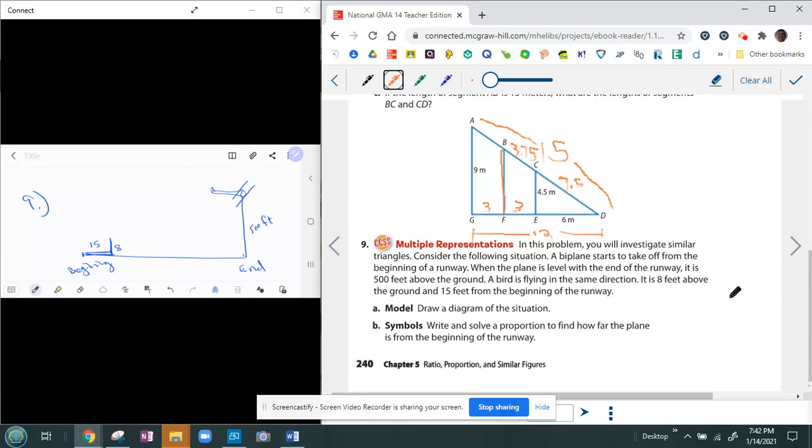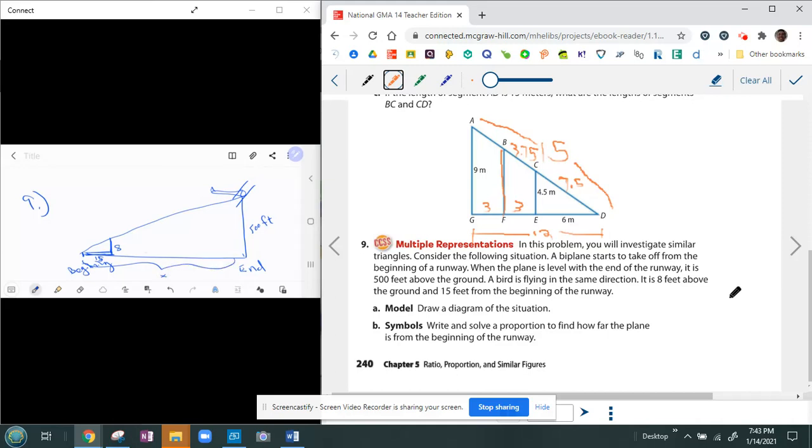Okay, so we got all the pieces of information, and I'm guessing that this is supposed to be our setup of our triangle. All right, so what are we trying to figure out? Draw a diagram, write and solve a proportion to find how far the plane is from the beginning of the runway. All right, so this here is 15. It's a little confusing the way I wrote it. Okay, so we're wondering what this length is right there.